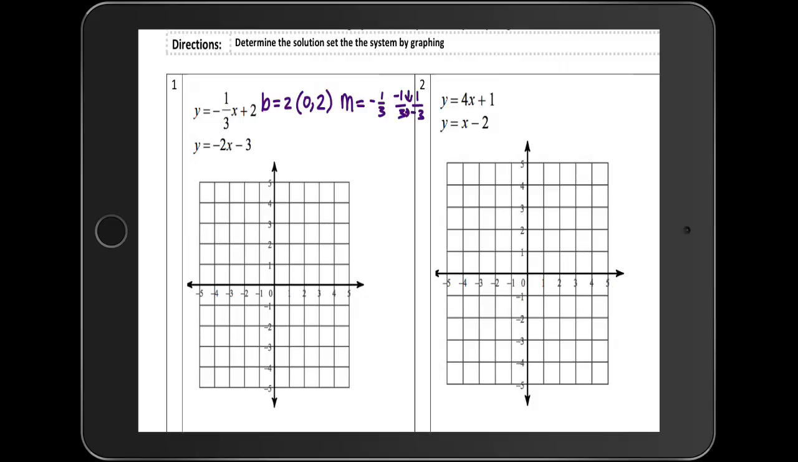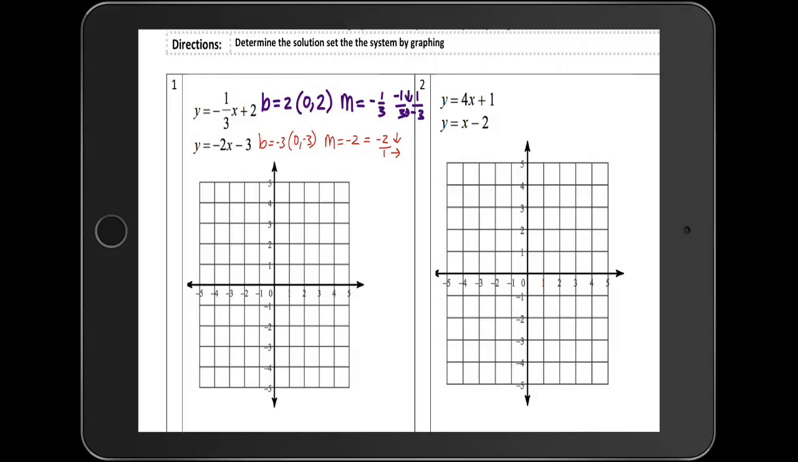If I look at the second equation, I can see that my b value is negative 3, so my graph begins at the point (0, -3). I can also see that my slope, m, is equal to negative 2, and we have to remember that every number is a fraction in disguise, so this is really negative 2 over 1, which means down 2, over 1.